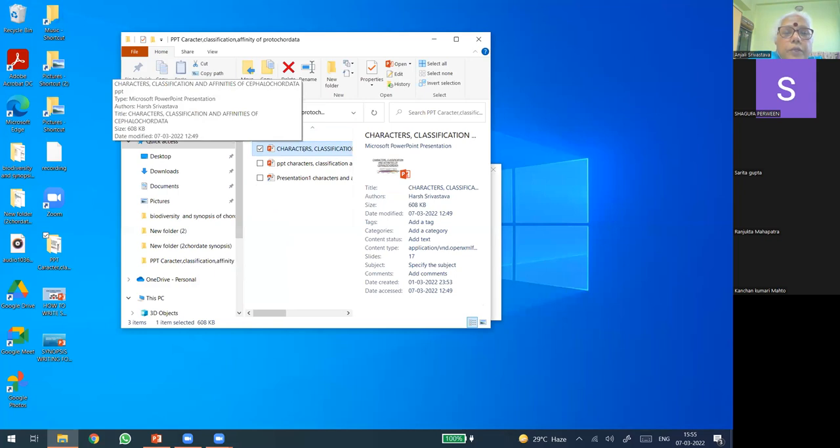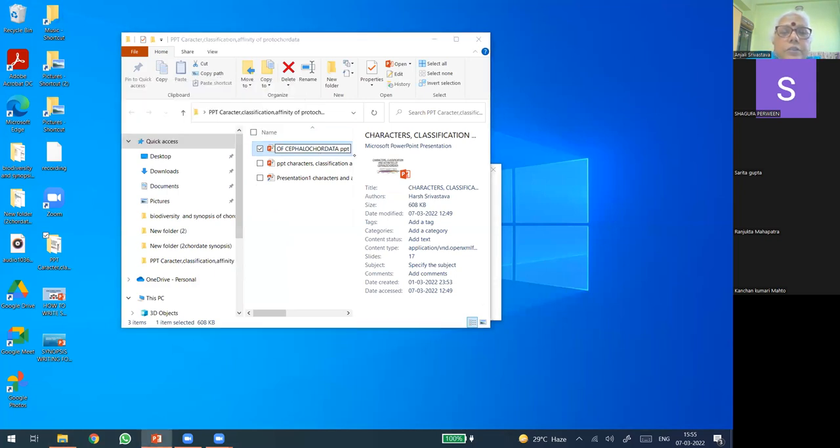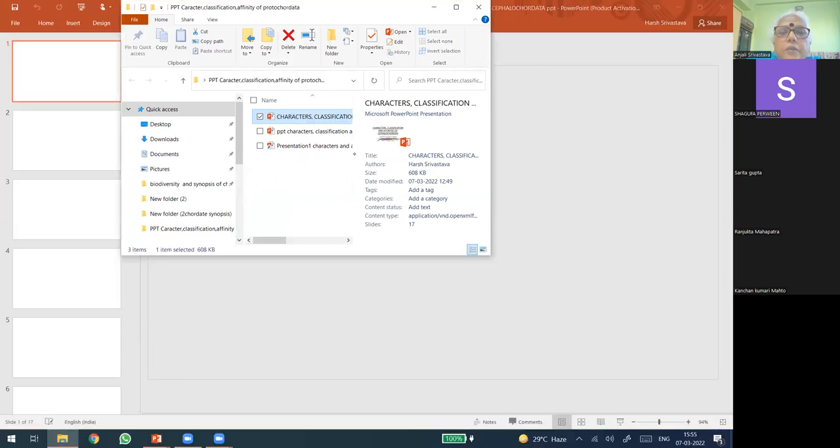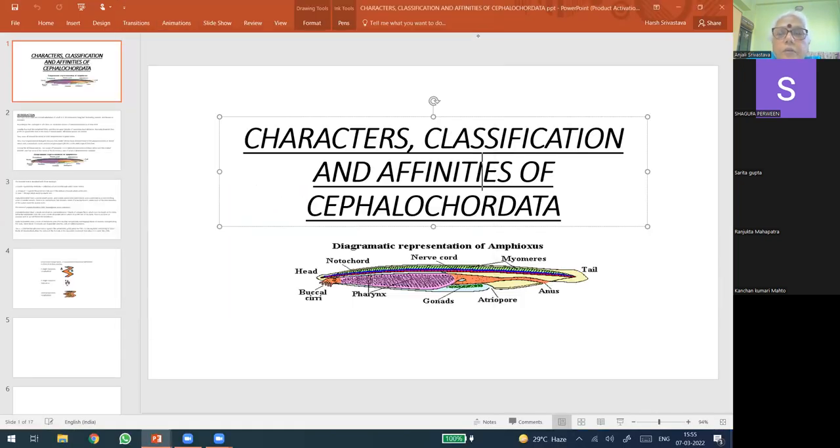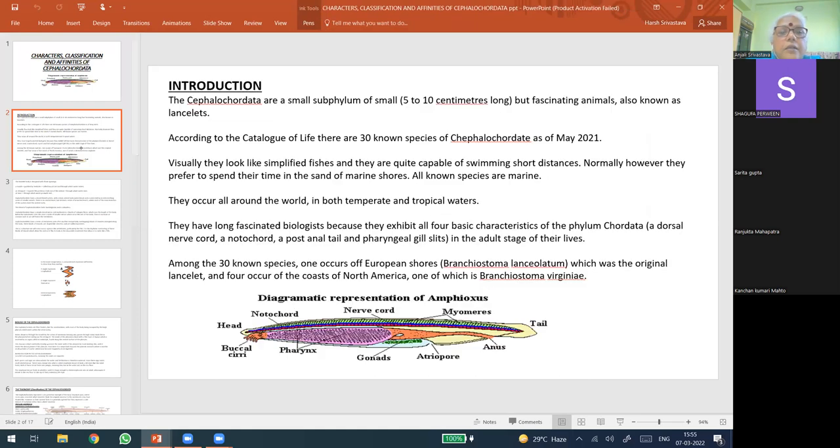So the last topic of the Protochordata chapter is the characters, classification and affinities of the subphylum Cephalochordata. This is the diagrammatic representation of an example of the Cephalochordata, which is Branchiostoma or Amphioxus. These are the general characters.